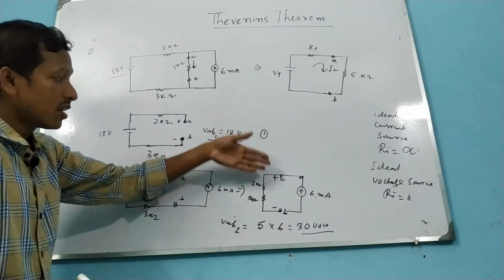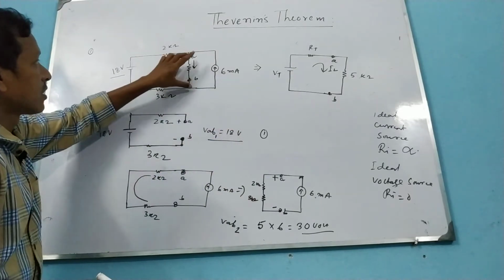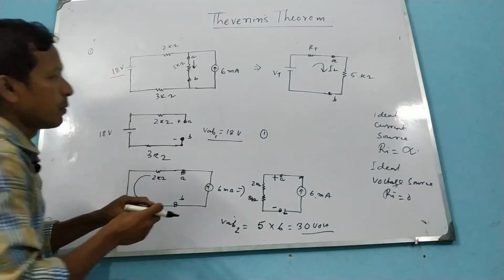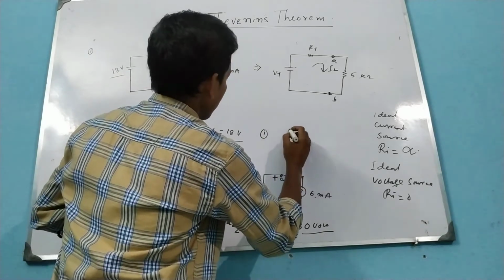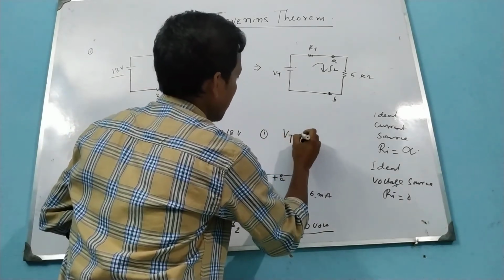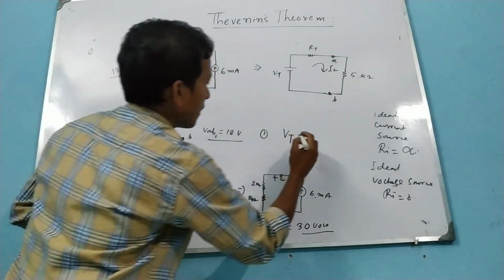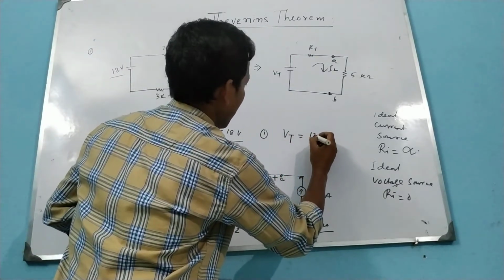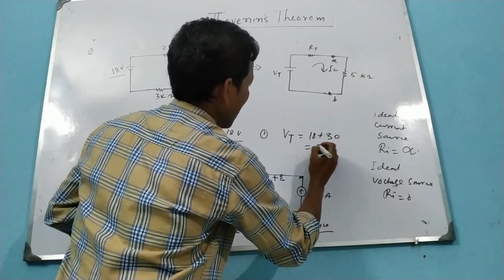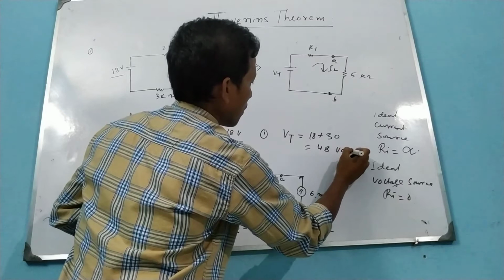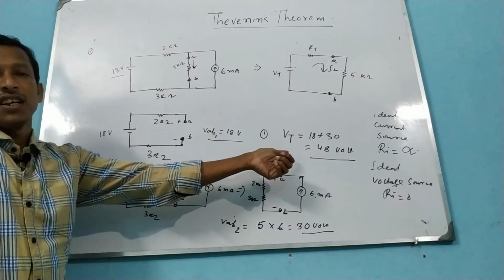So the total voltage appearing across A and B due to both the voltage source and current source will be Vt. That means the voltage across AB, Vt, equals 18 plus 30, which equals 48 volt. So this is the Thevenin voltage.